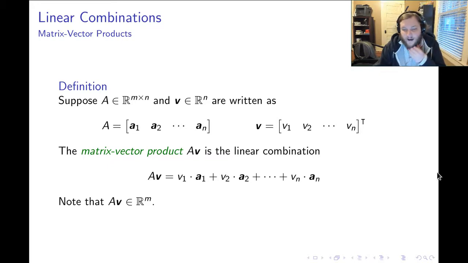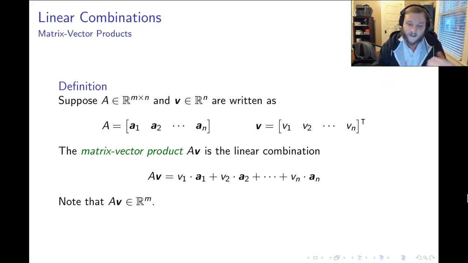And one thing to point out here is that if A is an m by n matrix, each column of A is a vector in Rm, which is the number of rows. And when we take a linear combination of those vectors, of those columns, we produce a new vector in Rm. So in order to take A and multiply by V, we need the number of coordinates in V to match the number of columns of A. And when we perform the matrix vector product, we produce a new vector that lives in R to the number of rows.